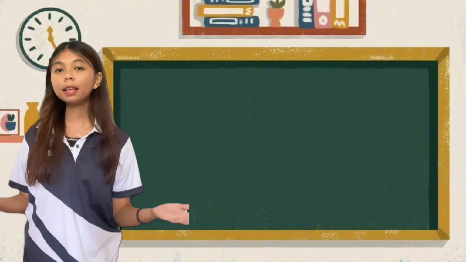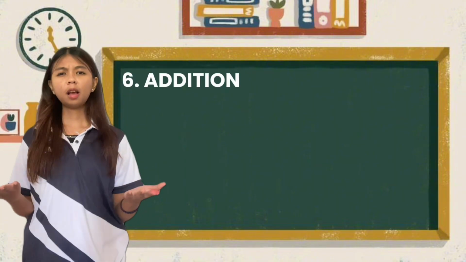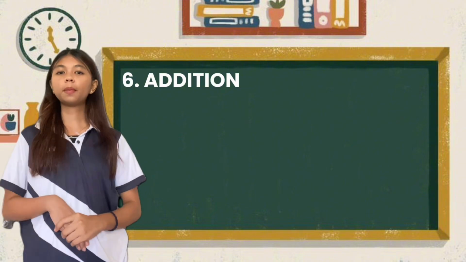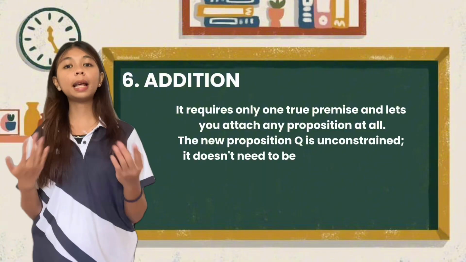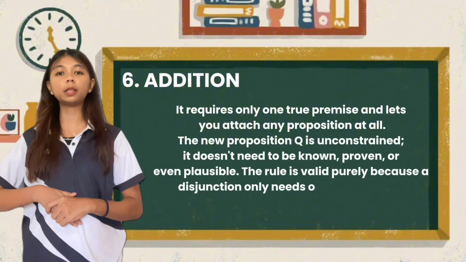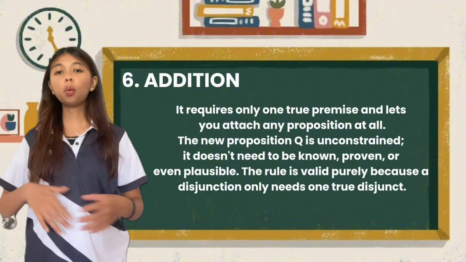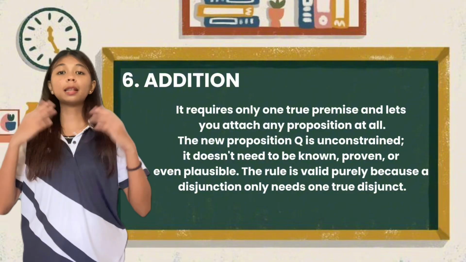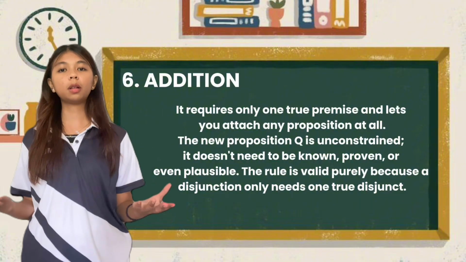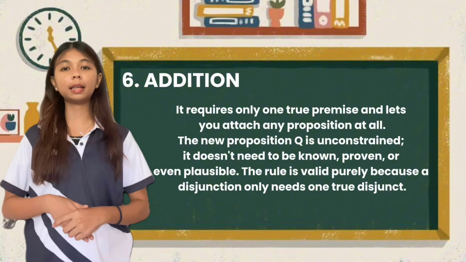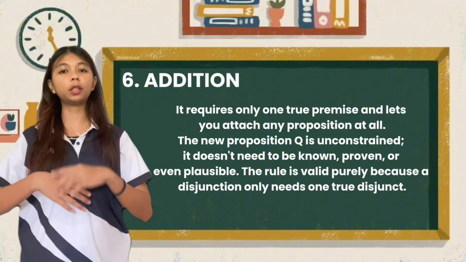So our next rule of inference is called addition. So what is addition? Addition requires only one true premise and lets you attach any other proposition. So the new proposition is unconstrained. So what does it mean? It doesn't need to be known, proven, or even plausible. This rule is valid because a disjunction only requires one true disjunct.